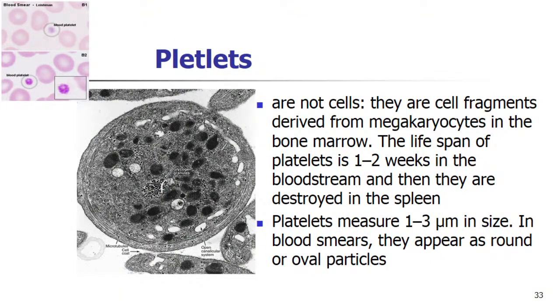Platelets. Platelets are not cells. They are cell fragments derived from megakaryocytes in the bone marrow. The lifespan of platelets is 1 to 2 weeks. We have seen them here as elements. In the bloodstream they migrate, and after 2 weeks they are destroyed in the spleen. Platelets measure around 1 to 3 micrometers in size. In the blood smear they appear as round or oval particles.